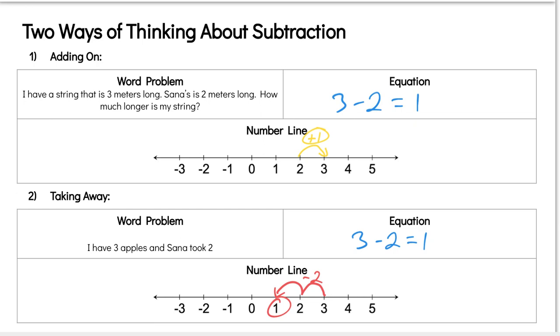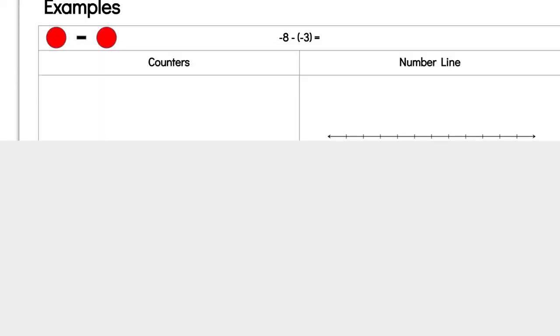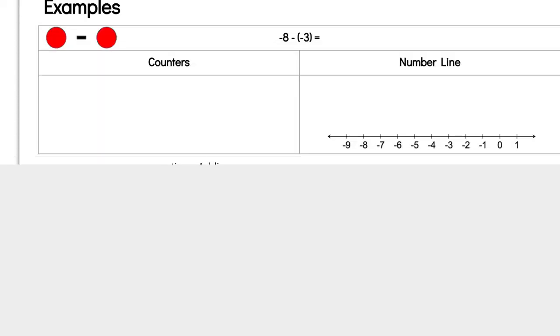Let's look at some more examples of this. Okay, so the first example we're going to look at is -8 minus -3. So we start with 8 negatives. So I'm going to draw 8 negative counters here. 1, 2, 3, 4, 5, 6, 7, 8. And now I'm taking away 3 negatives. All I need to do is take these 3 away. And what am I left with? I'm left with 5 negatives. So I would write down -5 as my answer.